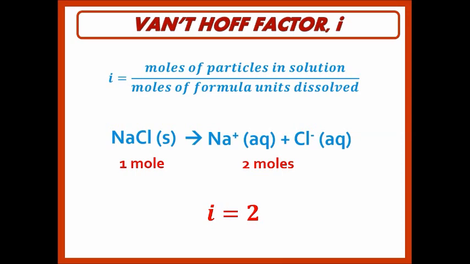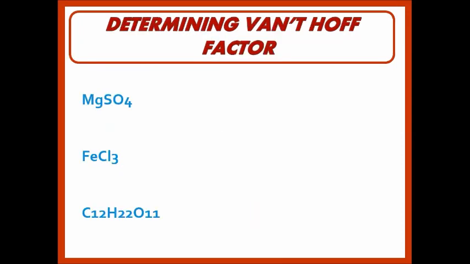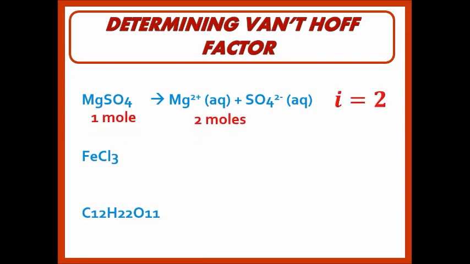Essentially, this can be simplified because you can just count the number of ions that the electrolyte dissociates into. So, let's practice a couple examples of this. If magnesium sulfate is broken up into the ions that it forms in solution, it's going to form 1 mole of the magnesium ion and 1 mole of the sulfate ion. Ultimately, magnesium sulfate dissociates into 2 different ions, so the value of i is equal to 2, just as it was for NaCl.